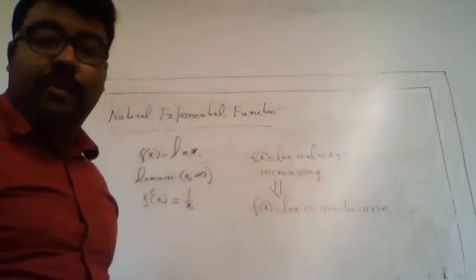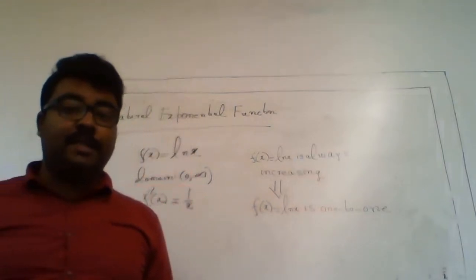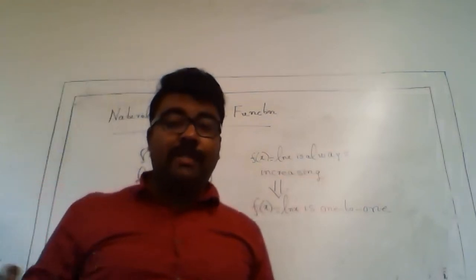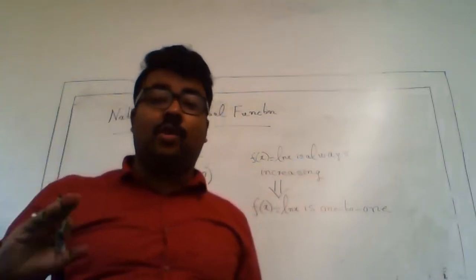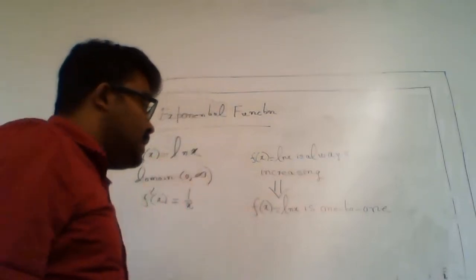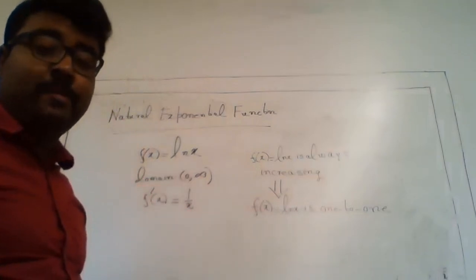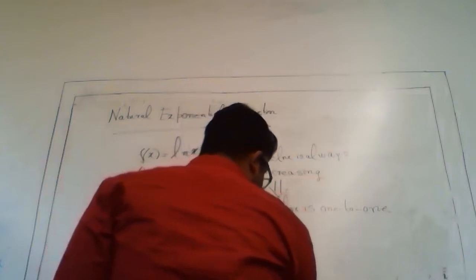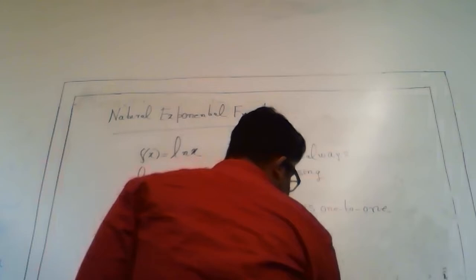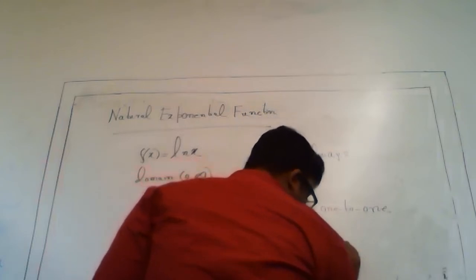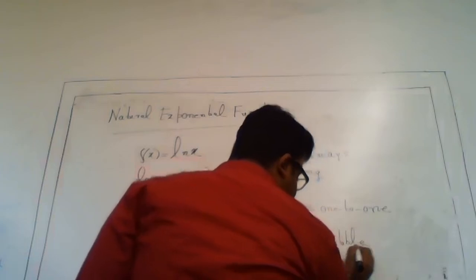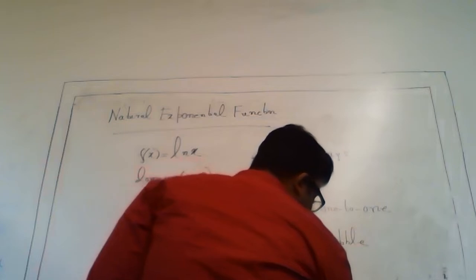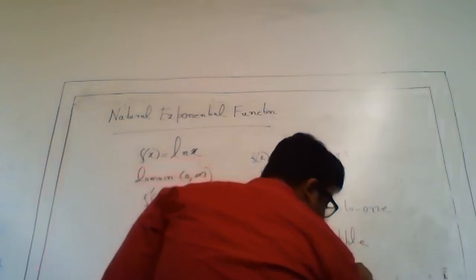This we know from what we have studied in the inverse function chapter, that if a function's derivative is always positive or always negative, that is the function is always increasing or always decreasing, then that function is 1 to 1. Now if a function is 1 to 1, what does that mean? It is invertible, or its inverse exists. So f(x) equal to ln x is invertible, that is, its inverse exists.